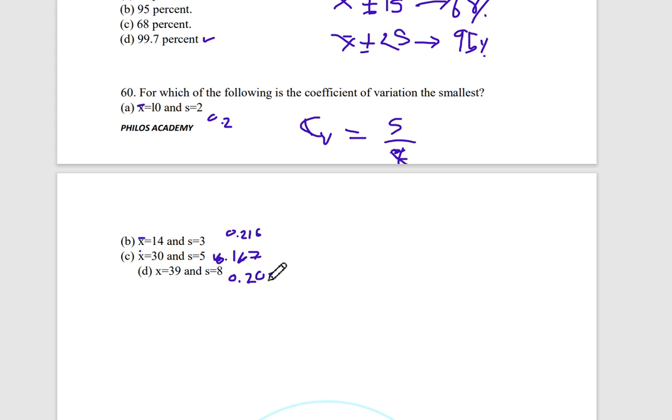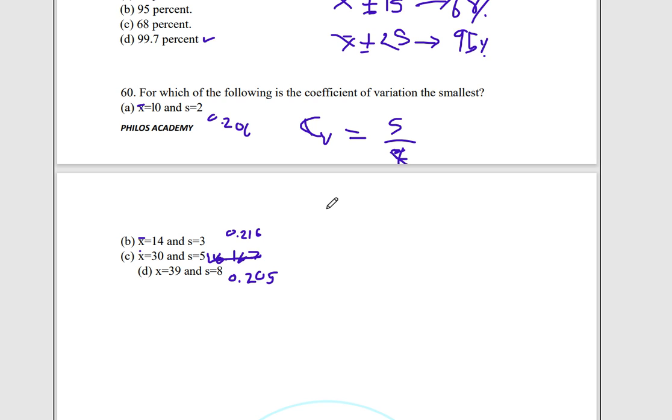So which of them is the smallest? 0.2 is the same as 0.200. Is that the smallest? No. The smallest will be 0.167. So the answer is C. So that's the end of this.